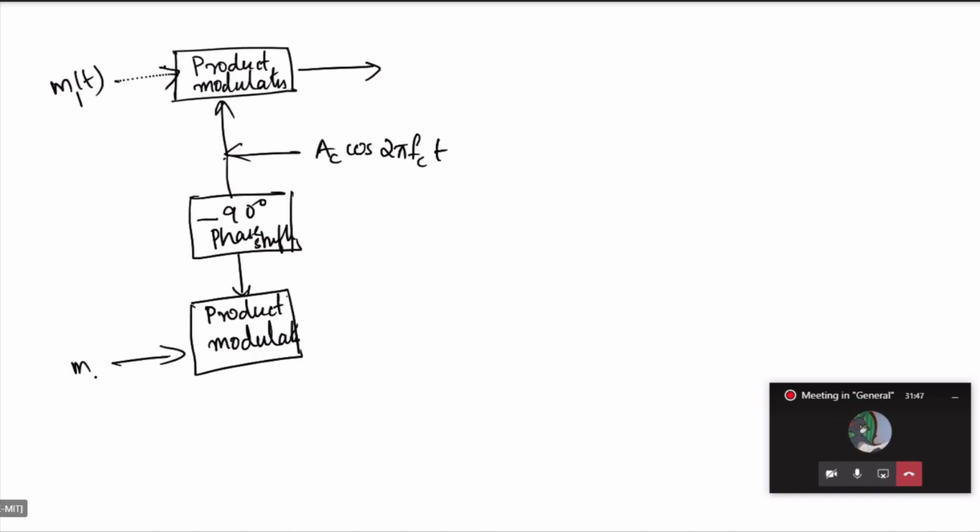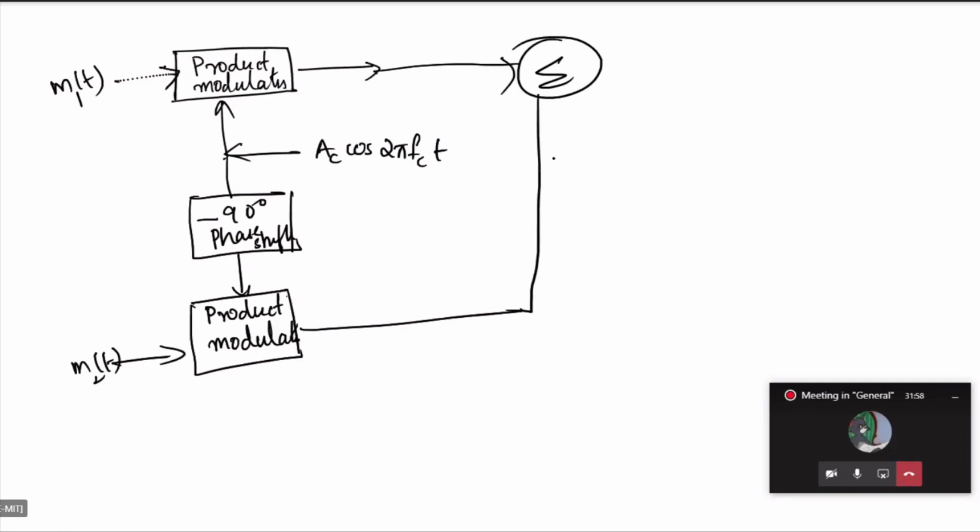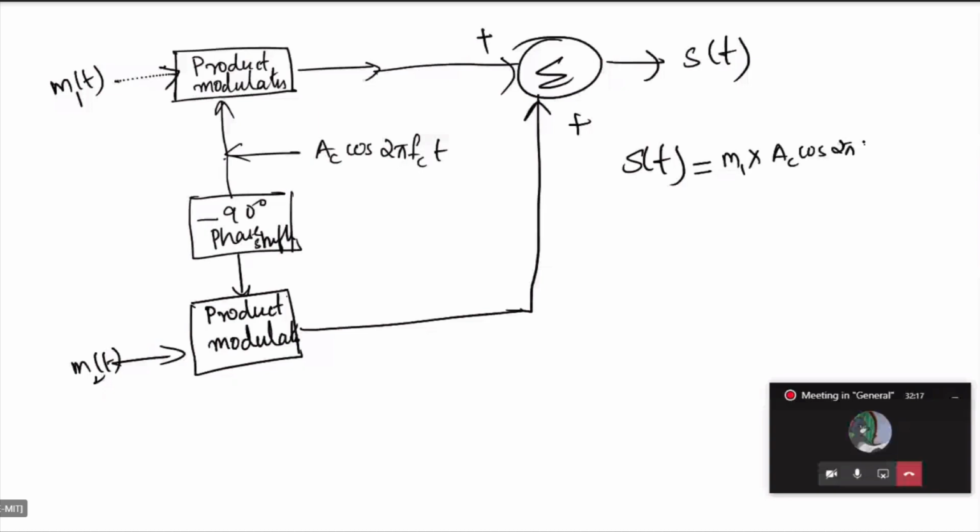m1(t), here you are giving m2(t). And these two outputs are mixed together to give the multiplexed signal s(t). So here the expression will be s(t) equals m1(t) into Ac cos 2 pi fc t plus m2(t) into Ac sin 2 pi fc t. So this is a transmitter.